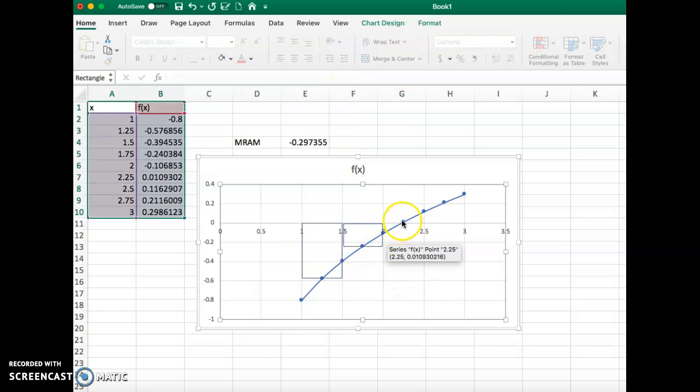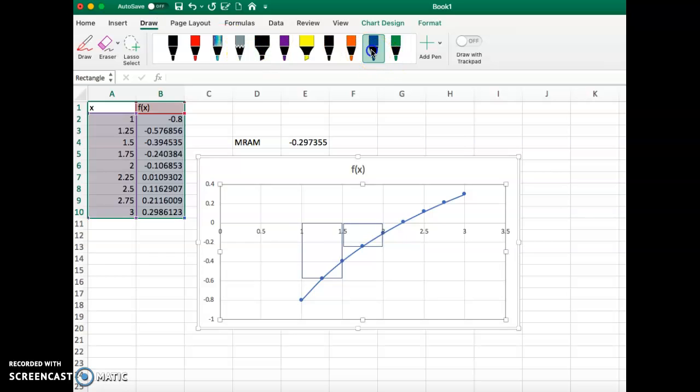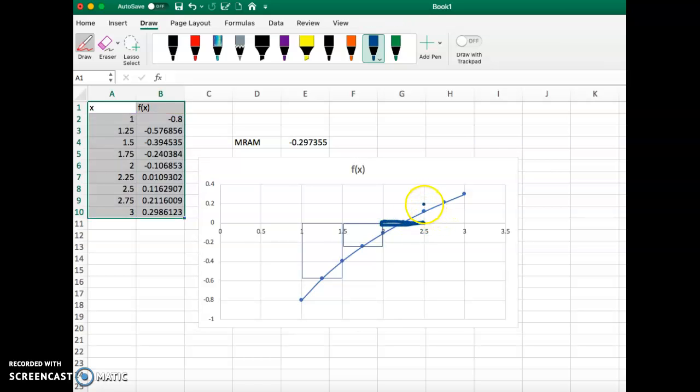So the next one would be something like this, where we would draw, actually I can draw it too. I'll do it with a pen. So here's the x-axis, so it's really close to the x-axis right here, this one. Looks like this, like a little rectangle. And then this last one would be something like this. We were to draw the rectangle. So that would be the MRAM.